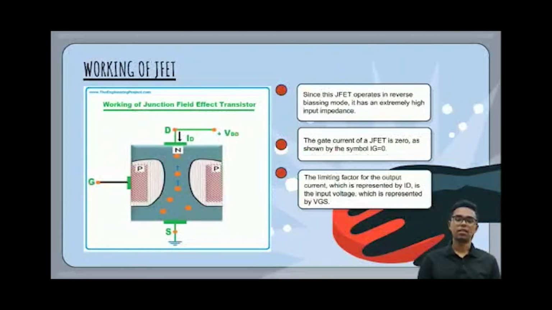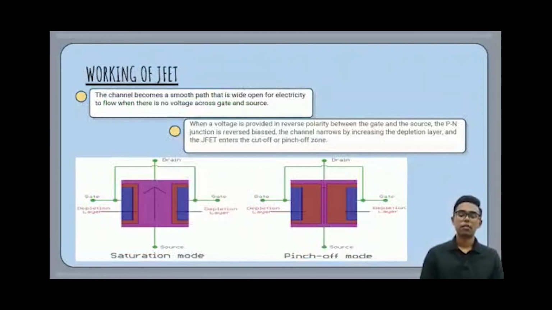On this slide, since the JFET is operated in reverse biasing, it has a high input impedance. The gate current in JFET is 0. The input voltage, represented by VGS, is the controlling factor for the output current, represented by ID. For the last slide on the working of JFET, when there is no voltage across gate and source, the channel becomes a smooth path which is wide open for electrons to flow.